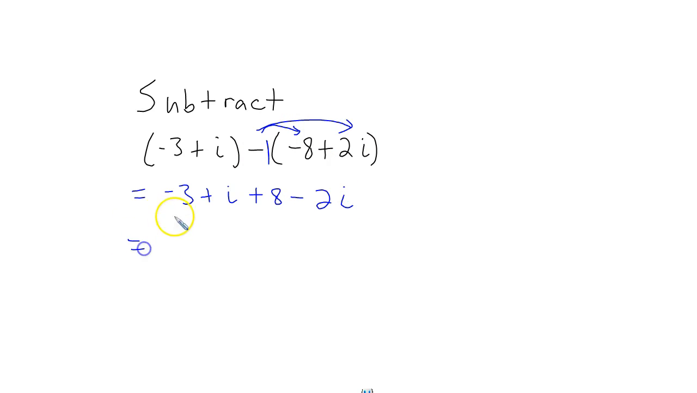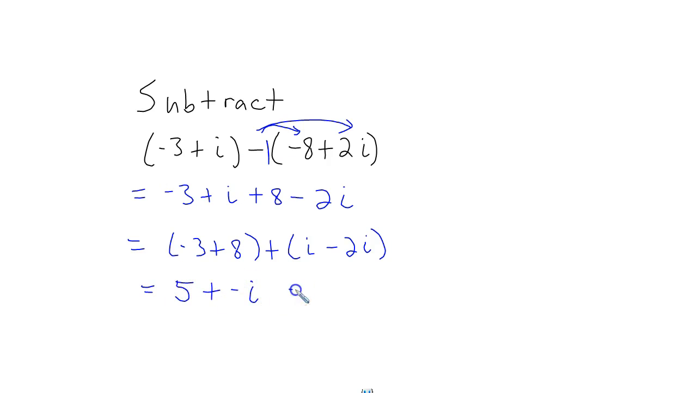Again, like terms: negative 3 goes with positive 8, and i goes with negative 2i. The i's go together, the imaginary parts go together, and the real parts go together. Negative 3 plus 8 is 5, and i minus 2i is negative i. That simplifies to 5 minus i. So now we've added and subtracted, and really those are similar things. You just have to distribute the negative 1 when you're subtracting.